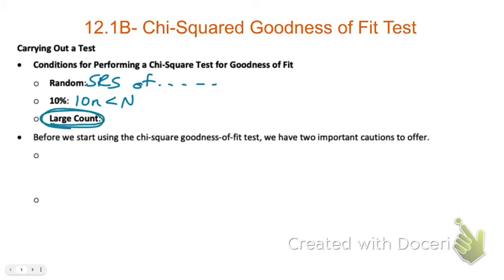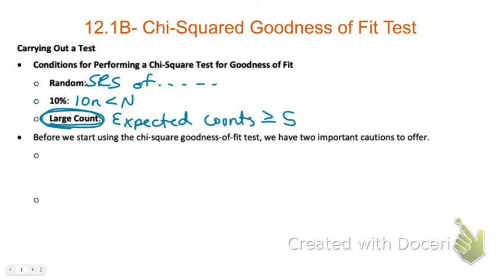Large count condition. You need your expected counts to be greater than or equal to 5. It is totally fine if when you go and take your data you don't get anything in a particular category. It's fine if your observed counts are not greater than or equal to 5, but you need your expected counts to be greater than or equal to 5.